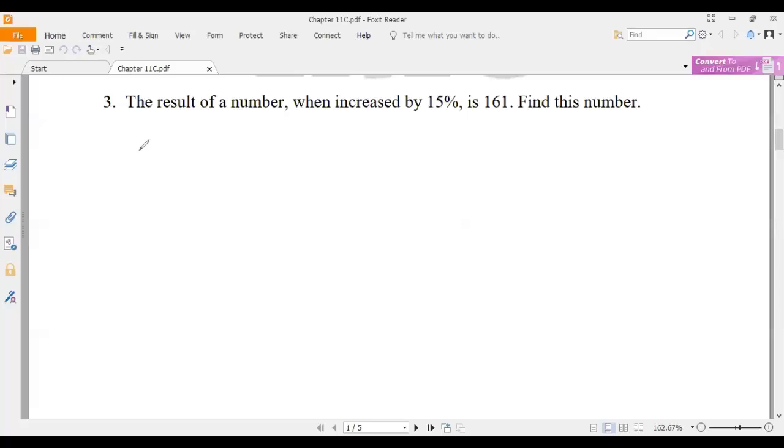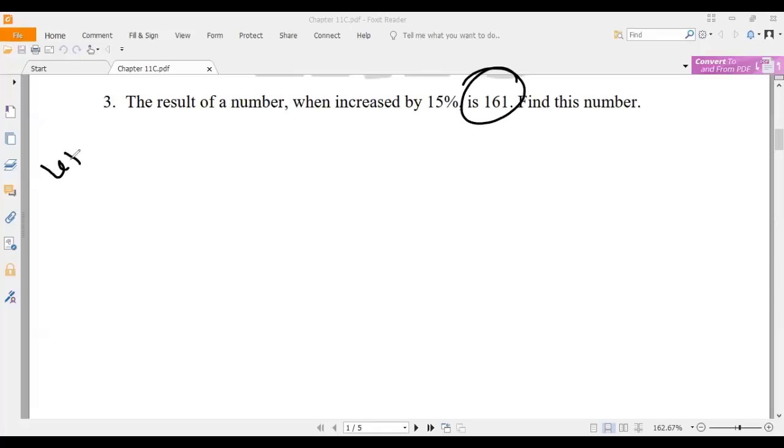Now question number 3. The result of a number when increased by 15% is 161. Find this number. We will solve in 3 different methods. First, we can use the algebraic method. So here, the number will be increased. After increasing, the result is 161. That means we need to find out the original number.